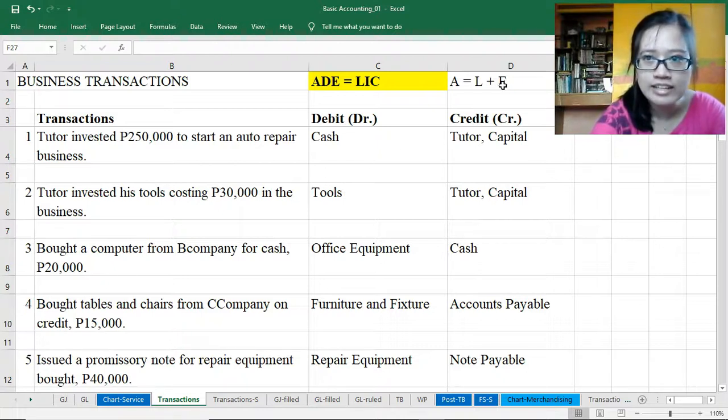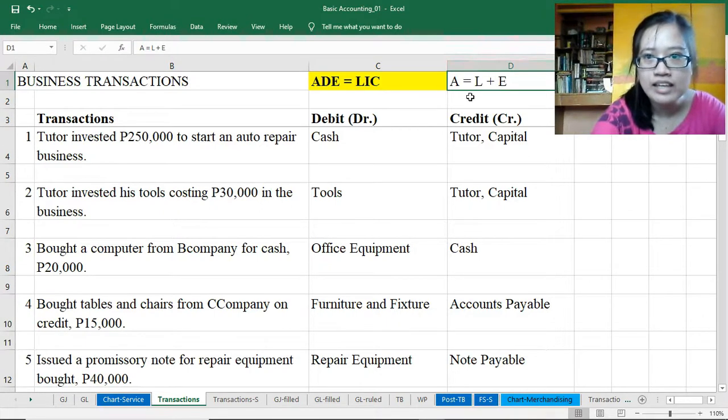So, start ulit tayo, accounting equation natin. So, assets equals liabilities plus equity. Itong nasa left side natin, assets. So, any increases in assets, i-record natin siya as debit. Okay? And then, any decrease in asset, kabilang side ang punta niya, credit.